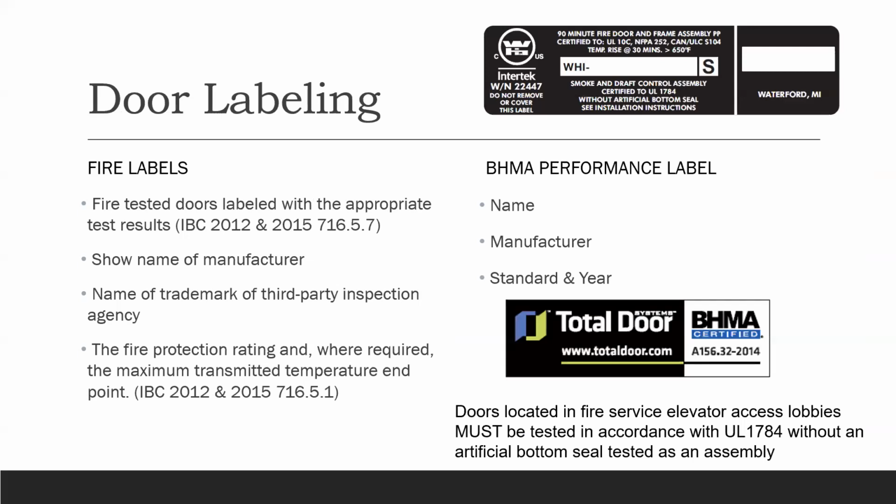And so in section 716, it covers those labeled protective openings. That these door assemblies need to be labeled by an approved agency and that these labels need to comply with NFPA 80 and be permanently affixed. And so right on the example label you see on the screen, you can see who it's been tested by, the S, which is your smoke label, smoke and draft control, certified to UL 1784 without an artificial bottom seal. It's 90-minute. You have everything you need on there to make it really simple for when your code officials and your fire marshals are coming through and inspecting.